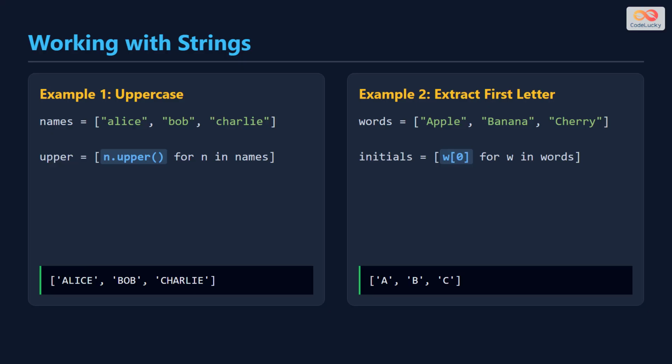This is not just for numbers. You can perform string manipulation too. In the first example here, we are converting a list of names to uppercase using the upper method. In the second example, we are extracting just the first letter of each word to create a list of initials. It is versatile and powerful.